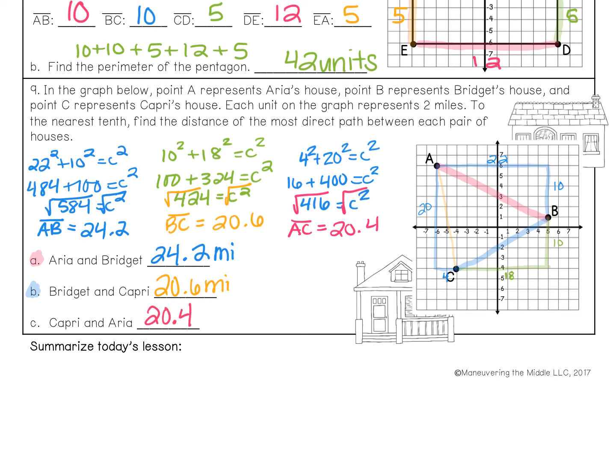So now we've looked at a bunch of different ways that we can use the Pythagorean theorem to help us find distance on the coordinate plane. Remember, we're always just going to create a right triangle where the distance between our 2 points is the hypotenuse.